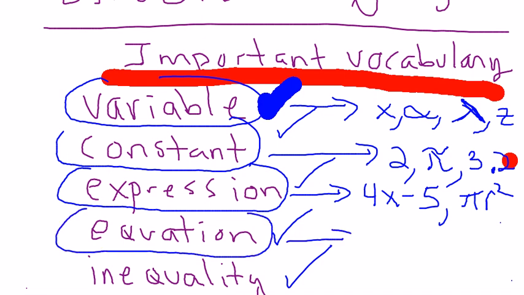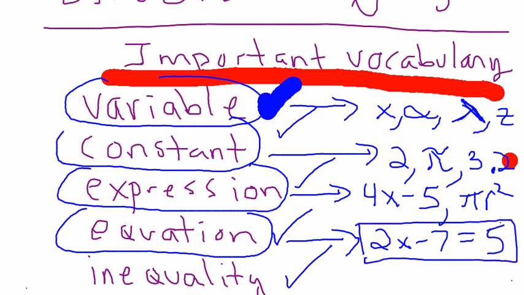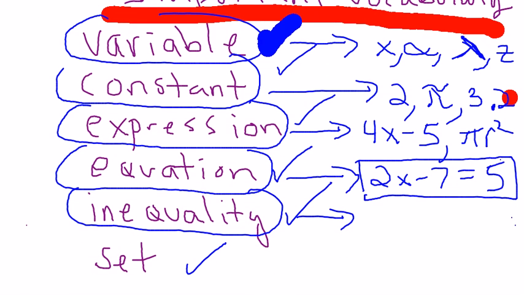Equation. An equation is a mathematical relationship that contains an equal sign. So, all right, 2x minus 7 equals 5. That's a mathematical relationship, but you're noticing the equal sign. Now it's an equation. Okay, inequality. Let's take a closer look. We want to really inspect each one of these words.